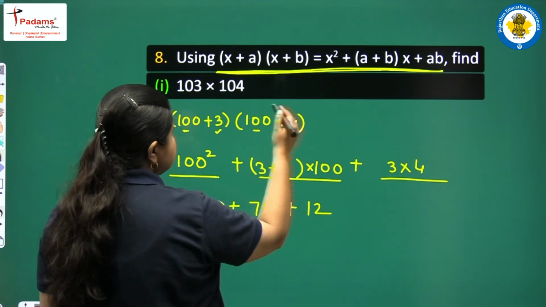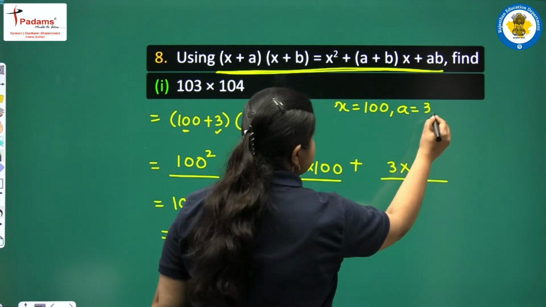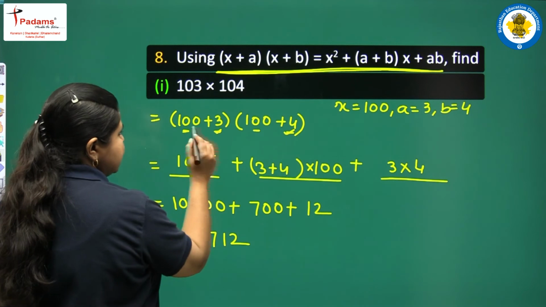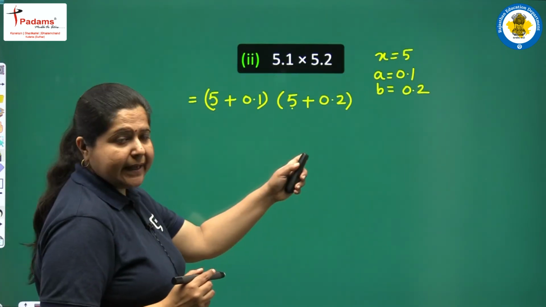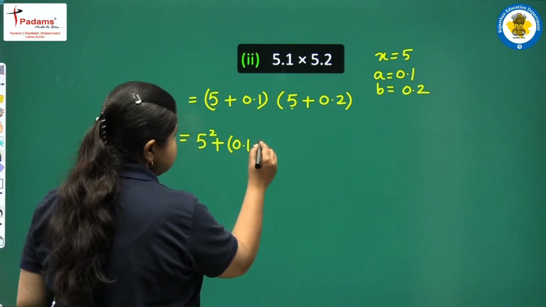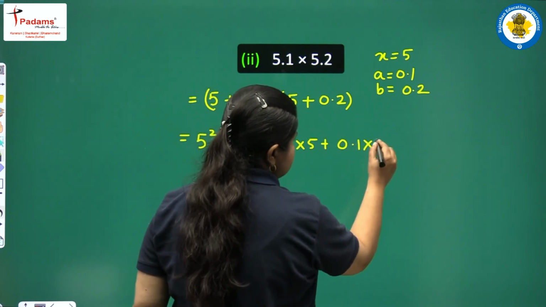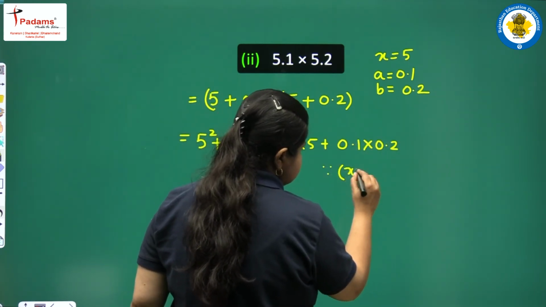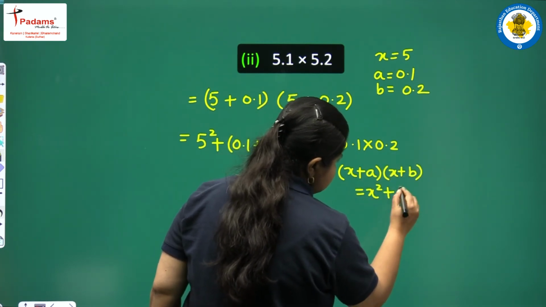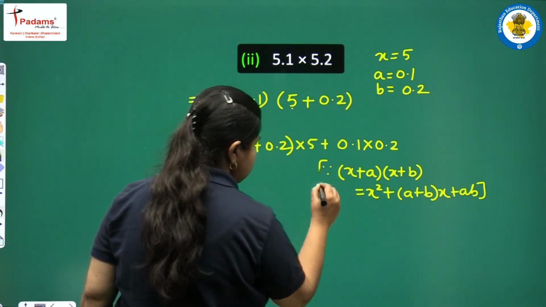इस केस में भी आप देखेंगे कि x की जगह आपके पास था 100, a की जगह आपके पास था 3 और b के प्लेस पर था 4. From here a, b and this is x. तो वही अब हम यहाँ अप्लाई करेंगे. Here you can write it as 5 square plus here 0.1 plus 0.2 into 5 plus here 0.1 into 0.2. Since x plus a into x plus b is equal to x square plus a plus b into x plus ab. Using this identity we are getting this.